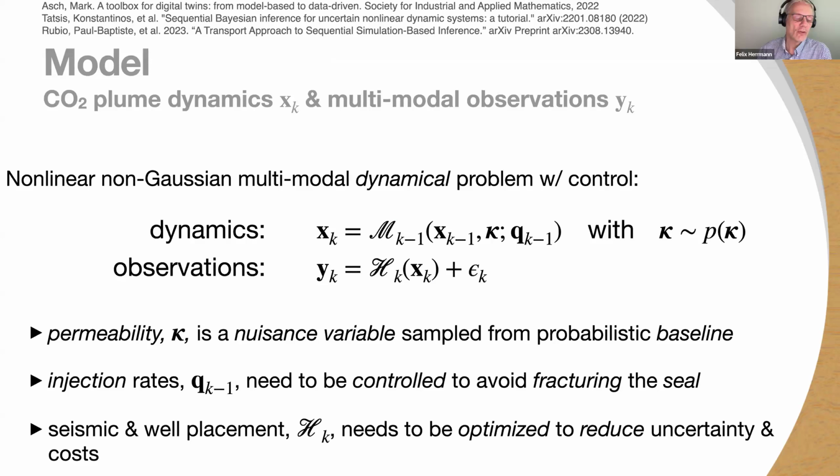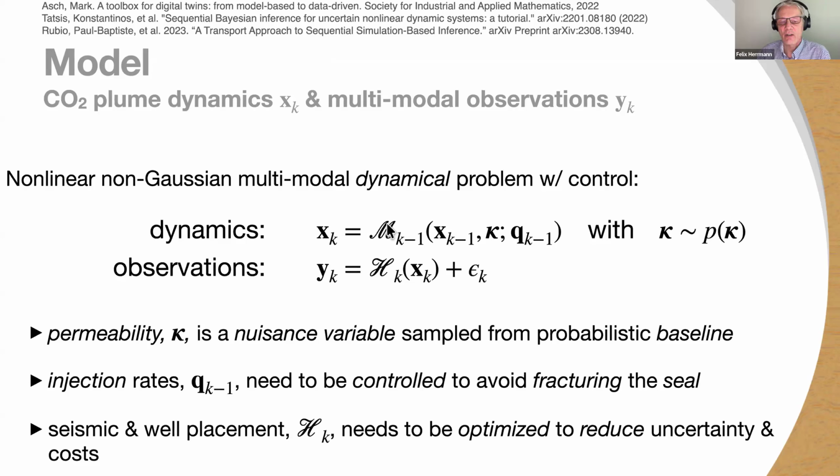So let me go through the life cycle of the digital shadow. And so the digital shadow is basically data assimilation without control. And so we call that a digital shadow, not a digital twin. And it's based on dynamics, right? So X is the state, and the state is basically the pressure and the CO2 saturation. K is a time index.